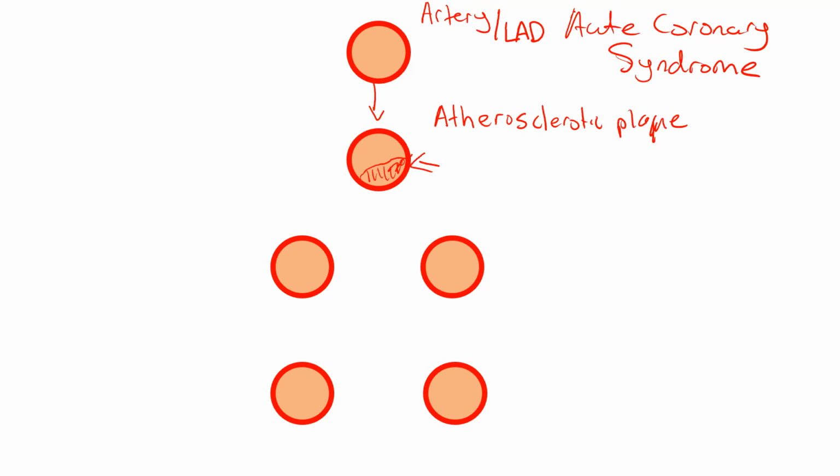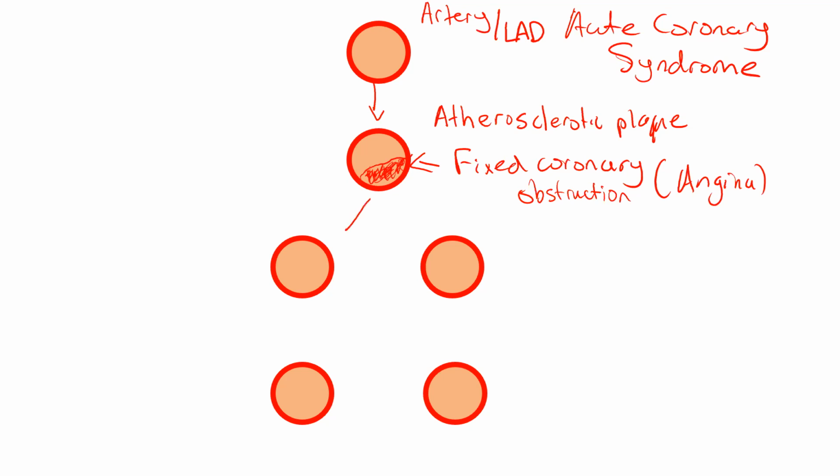And this is also something that's called your fixed coronary obstruction. And this is your angina. So this plaque isn't going anywhere. It's probably going to get bigger and bigger. And this is generally where we start to have patients with chest pain whilst they're exerting themselves. What happens here now is two things can happen.